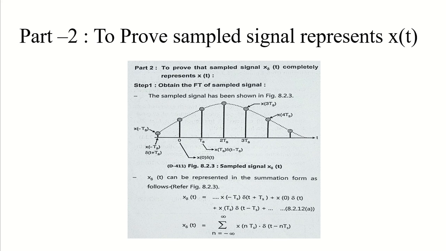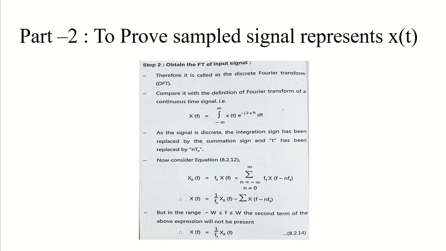Now we have to obtain the Fourier transform of the input signal, and that is why it is also called DFT, discrete Fourier transform. So what do we do here? We compare it with the definition of the Fourier transform of a continuous signal. And when I say definition, I don't particularly mean definition, I mean the formula. So the formula is, if you all remember, X of f equals the integral from minus infinity to infinity of x of t into e raised to minus j 2 pi f t into dt.